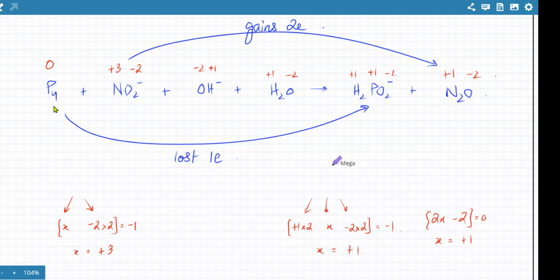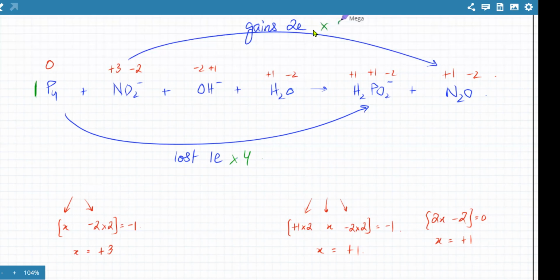Just to avoid fractions, I already have 4 P's. So how many electrons would be lost by 4 phosphoruses? I'm keeping this as 1 just to avoid fractions. So this was for 1 phosphorus. My equation has a total of 4 phosphoruses. If I keep this as 1, that means the total electrons lost are 4. So that indicates the total electrons gained must also be 4.